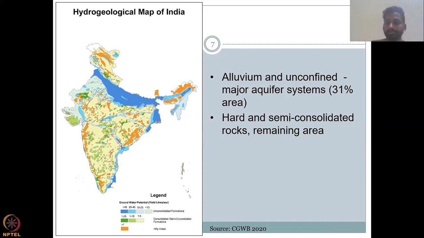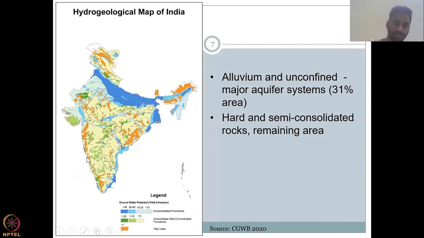So moving on, the hard rock areas are mostly in the central region, along with semi-consolidated rocks. The rocks are hard and slightly weathered, not fully weathered. Those two constitute the major portion of the Indian aquifer system. Now if you look at this, is it very sustainable? Someone can ask me, is it sustainable to use so much water in a year if the major groundwater aquifer systems are hard rock and semi-consolidated? The answer is a simple no, right?